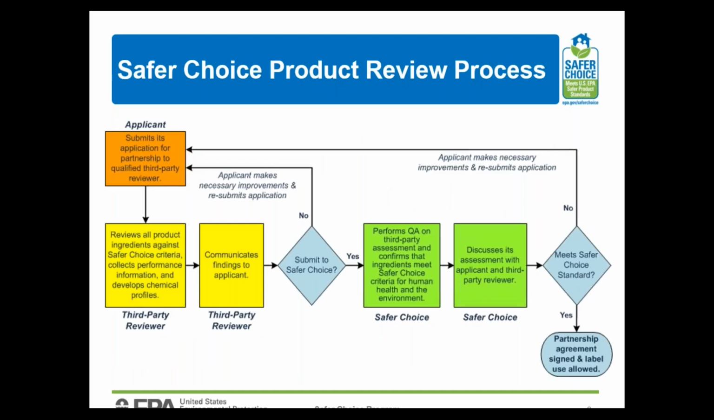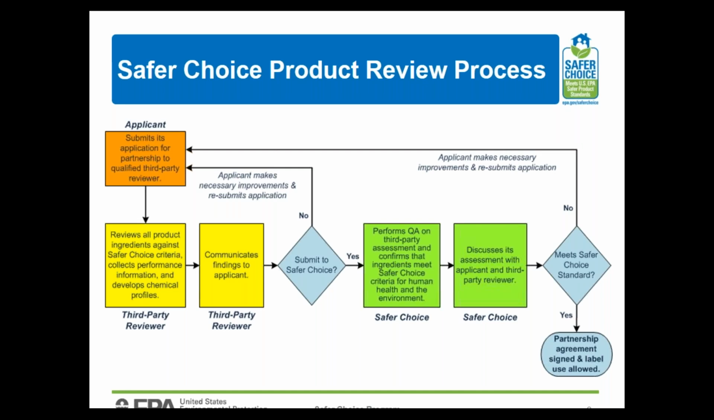So the product review process, typically we had previously done this in-house, EPA only, but as you can imagine, as we get into the range of thousands of products, we do eventually start to need a little bit of assistance, which is why we started to get what's called the third-party reviewers. So these are third-party companies that have the chemical and the science expertise to review our products against our criteria. They collect the performance information, and they develop these chemical profiles that were sent to them by the applicant, the party interested in getting a label on their product.